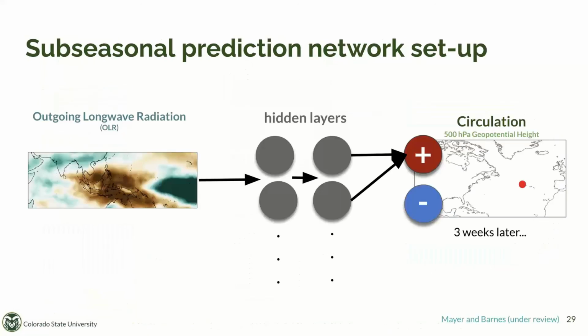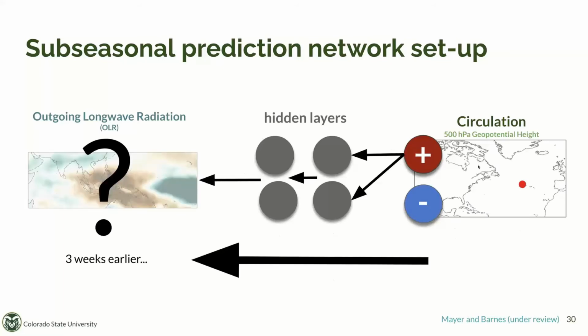So in our case, we take outgoing long-wave radiation, we pass it through some hidden layers, and we get the sign of the circulation 3 weeks later. So let's say, again, that the network predicts a positive sign circulation. If we apply LRP to this question, we're asking, given that there's a correct prediction of a positive sign circulation, what did the outgoing long-wave radiation look like 3 weeks earlier, and what were the relevant regions that were important for this correct prediction?